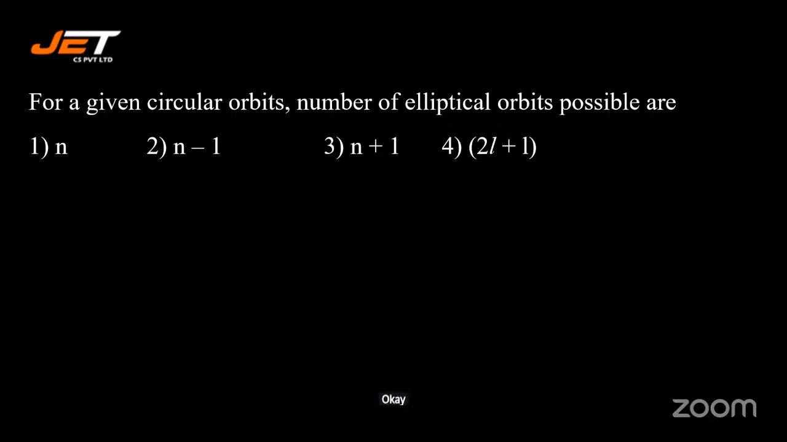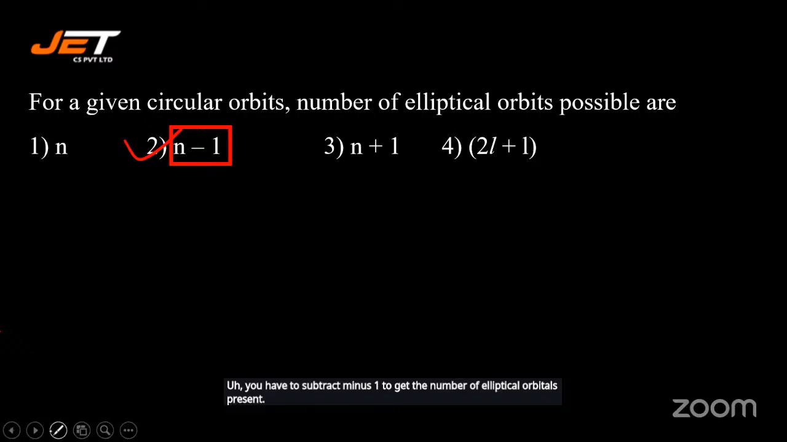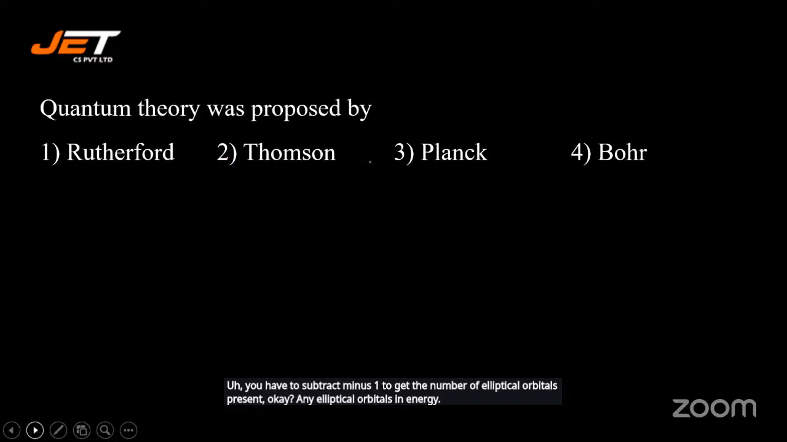ఓకే, హర్ష ఆప్షన్ 3 అని చెప్పారు. వసంత్ 3332, what is that? Pooja option 2, Prasad option 3. So let us see what is the right answer. I got a mixed answer. 2 is the right answer. n-1. So whenever you get the principal quantum number, which shell it belongs to, you have to subtract 1 to get the number of elliptical orbitals present. Okay. Any elliptical orbitals ఉన్నాయనేది అలా తెలుస్తుంది.